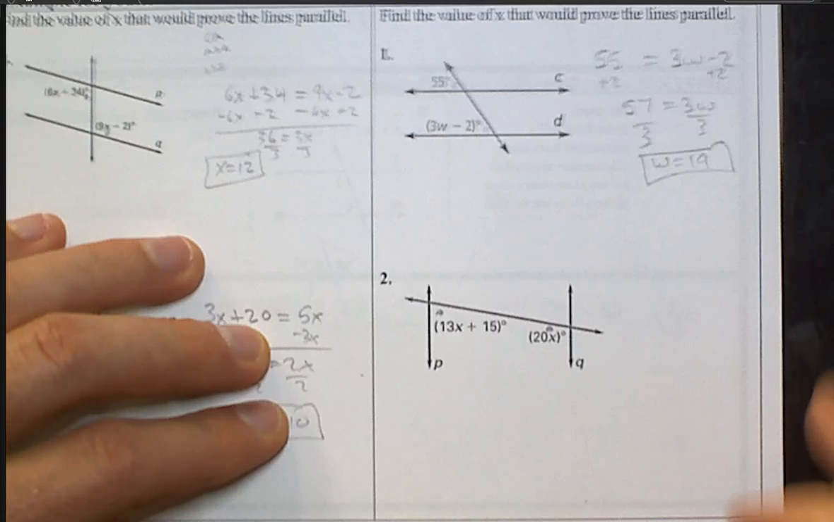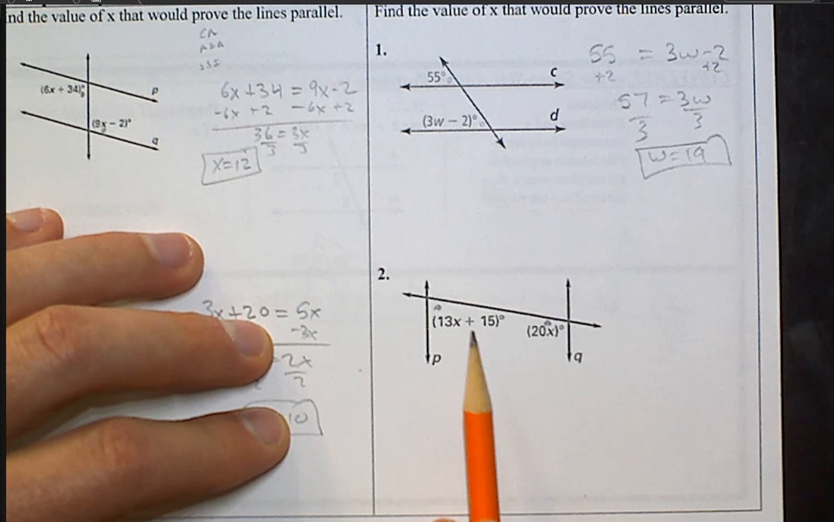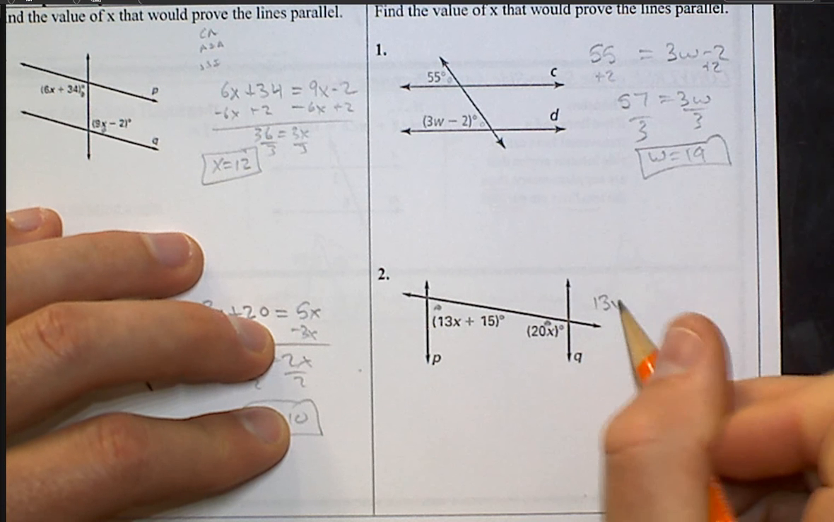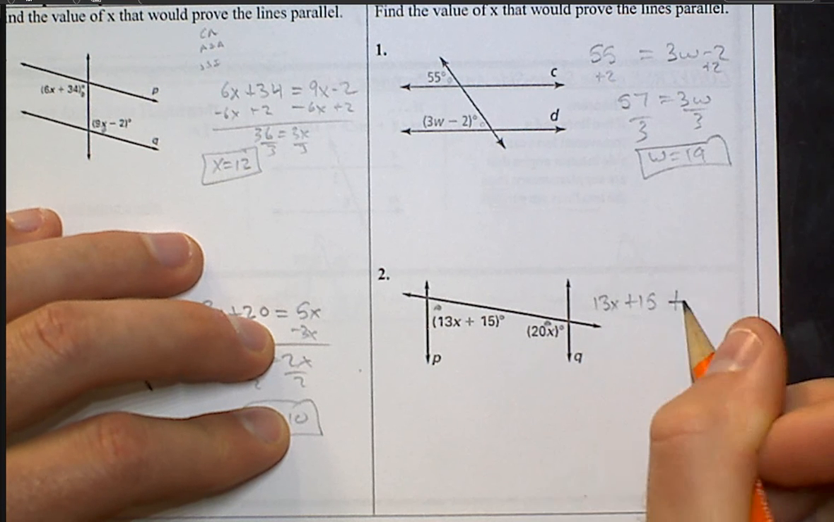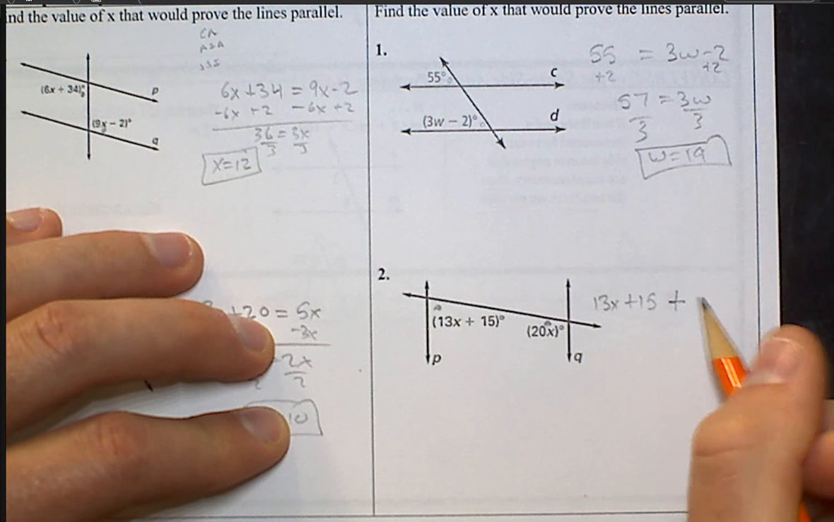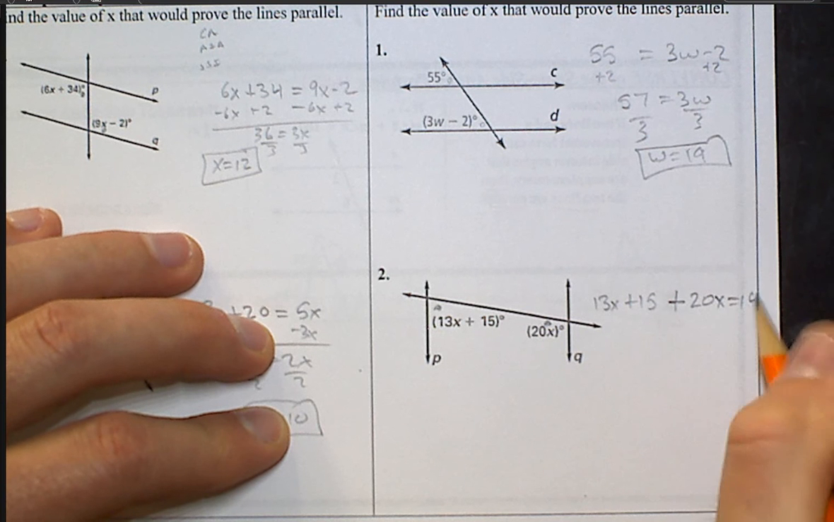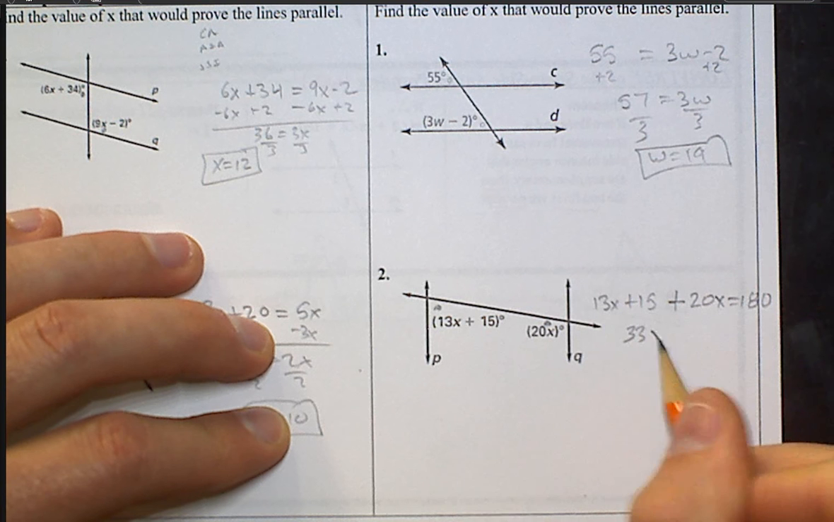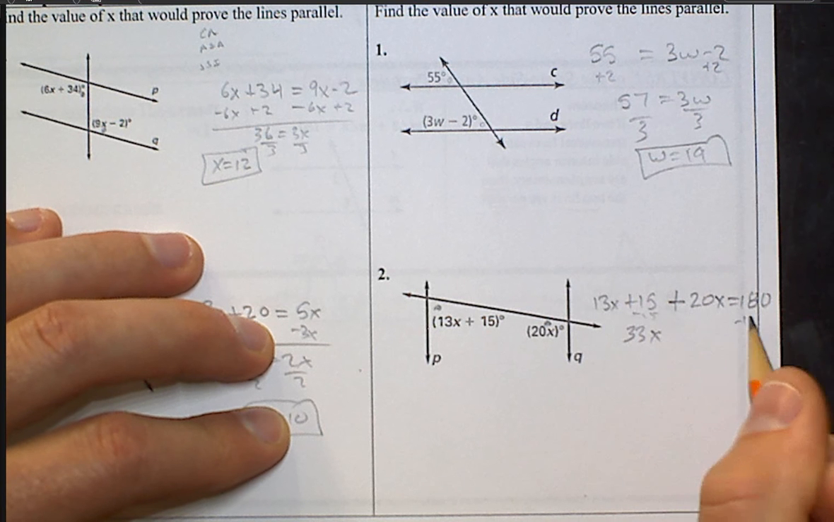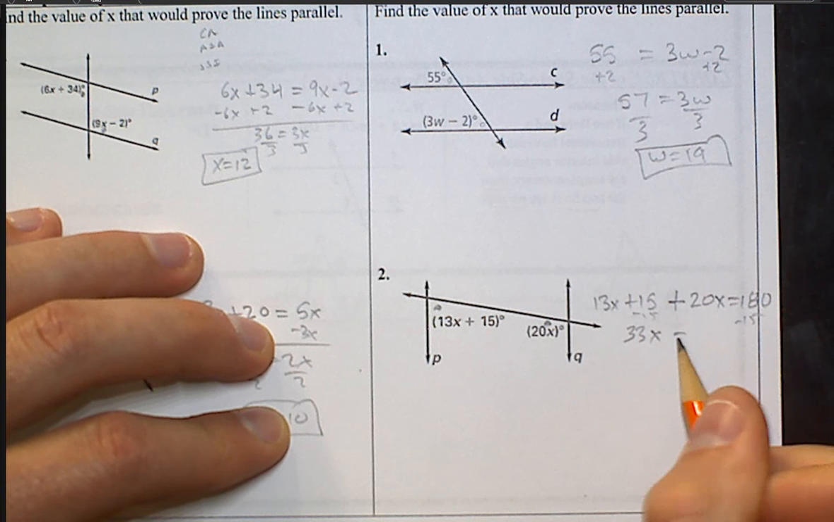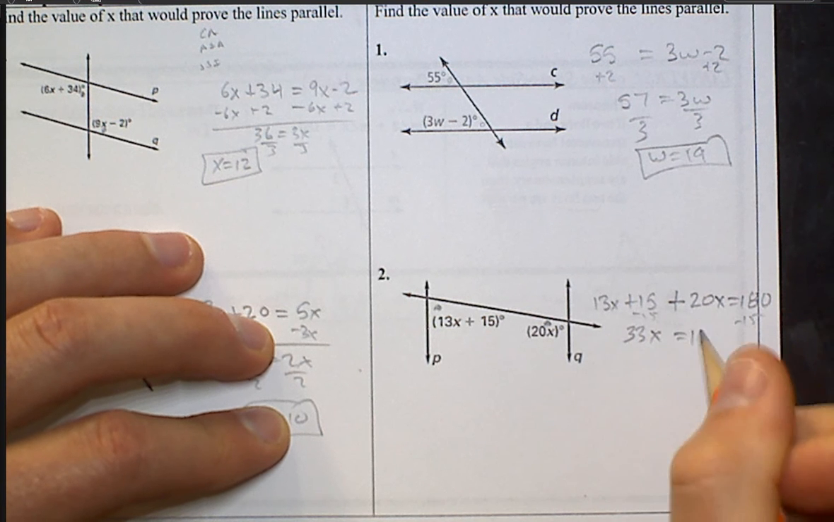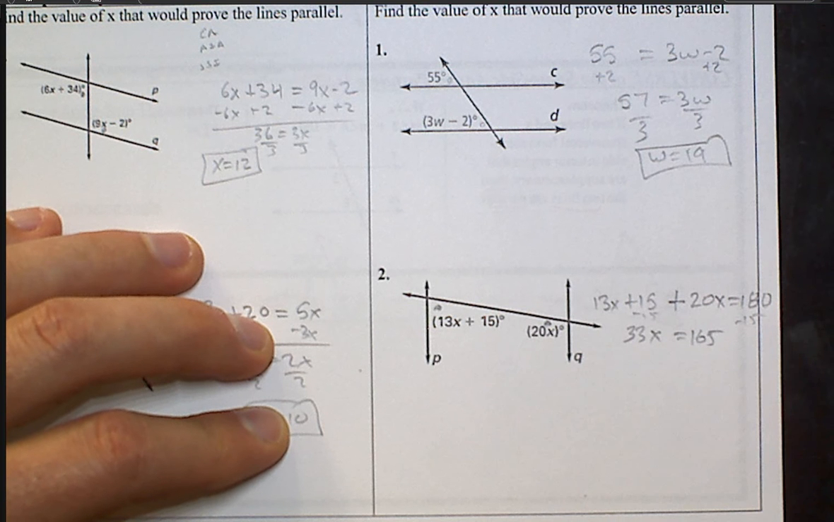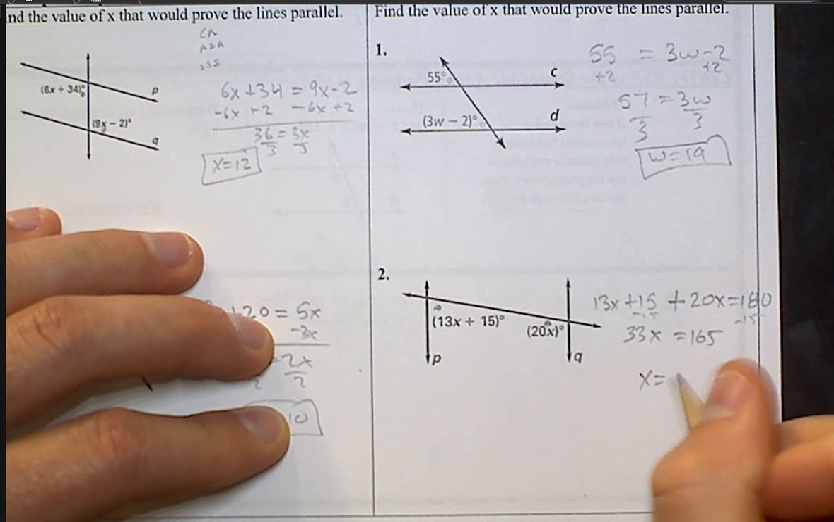Most common mistake is people want to set these equal to each other. Remember that SSIs add together to make 180. All right. So put my like terms together. That's going to be 33x. I'm going to minus 15 from 180, which should be 165, and I'm going to take 165 and divide it by 33, and I should get x equaling 5. Okay?